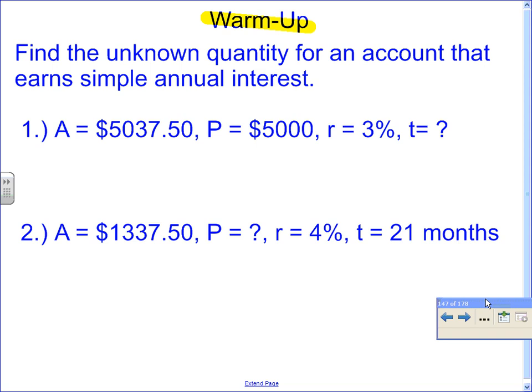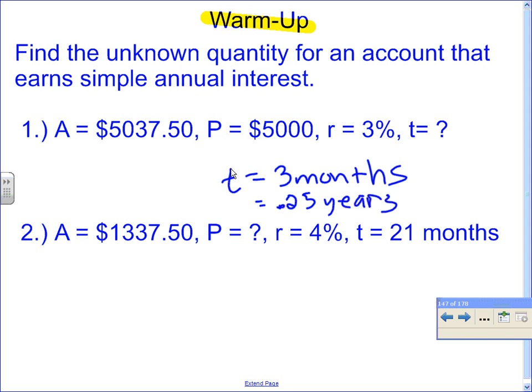All right, going over the warm-up. Number 1 up here, Emma H., what did you get for your T? Awesome. So T is equal to 3 months. Did anyone leave their answer in years, Matt? Good. You could also have 0.25 years, same thing, or 1/4 of a year. How you leave your answer doesn't matter as long as it's equivalent to what it should be. So either one of those is fine.